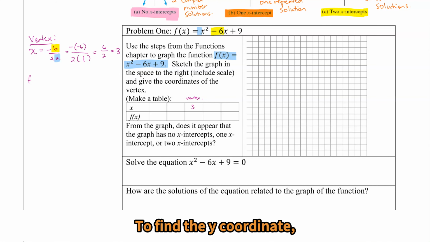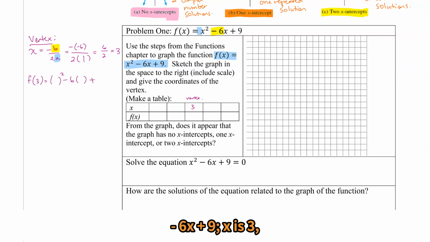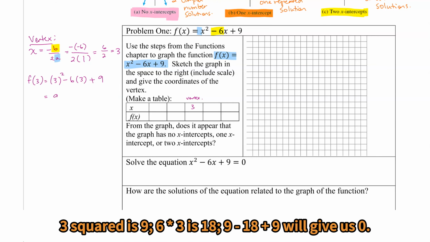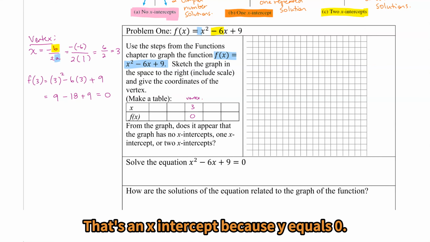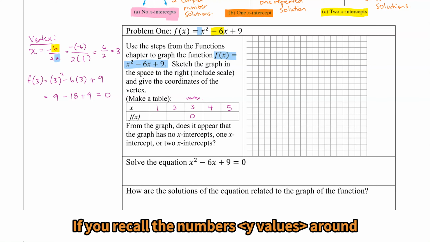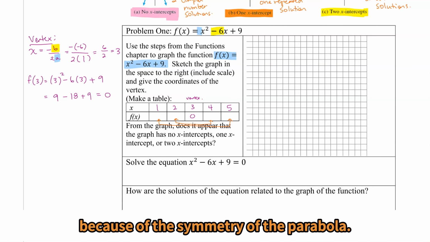To find the y-coordinate, we plug in 3 to the function. x squared minus 6x plus 9. x is 3, so I'll drop 3 in the parentheses. 3 squared is 9. 6 times 3 is 18. 9 minus 18 plus 9 will give us 0. That's an x-intercept because y equals 0. Then we can pick values around the vertex and plug those numbers in. If you recall, the numbers around the vertex should be equal because of the symmetry of the parabola.